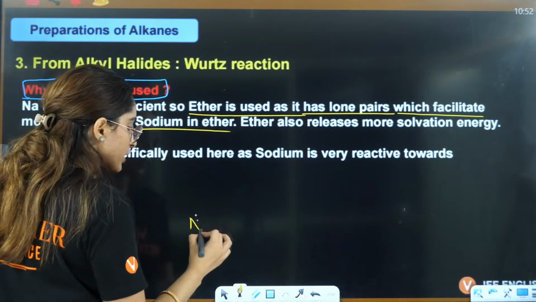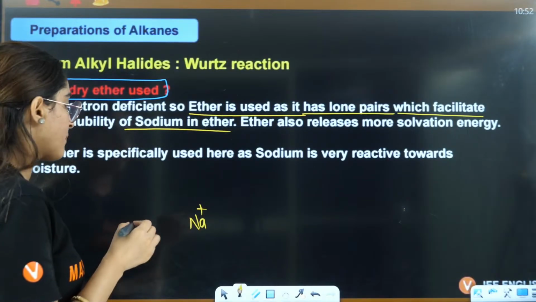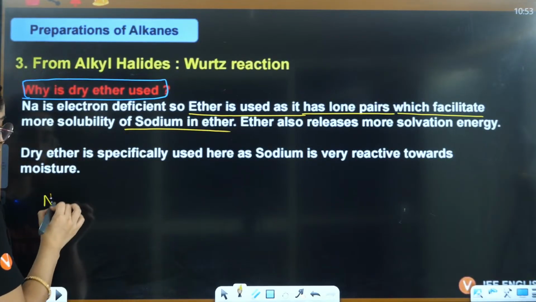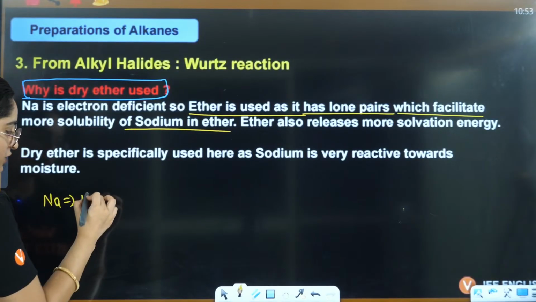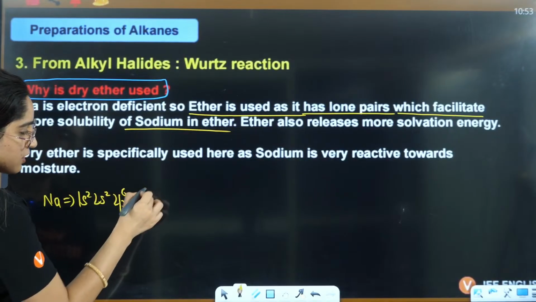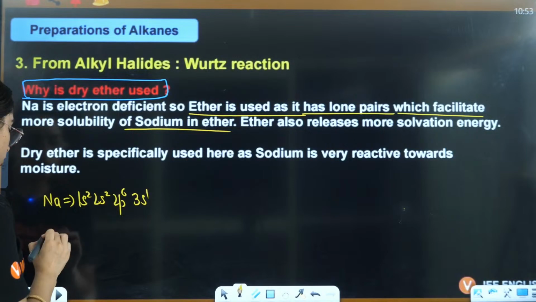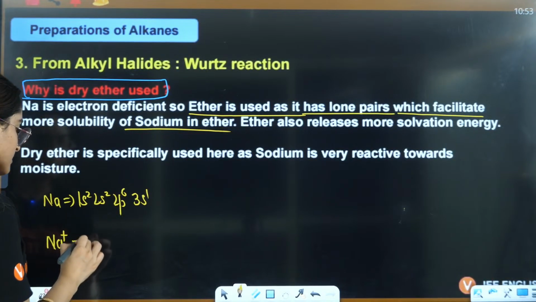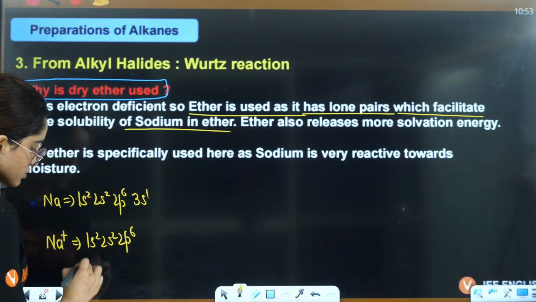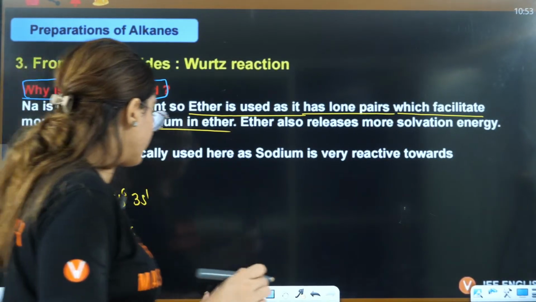Right? So this is sodium, Na positive. So what exactly will happen? I'll also show you the reaction here. Sodium has atomic number 11. It has 1s2, 2s2, 2p6, 3s1, 11 electrons. Now what will happen? It will lose one electron to attain the noble gas configuration 1s2, 2s2, 2p6. So that means sodium is going to lose one electron to become sodium positive.